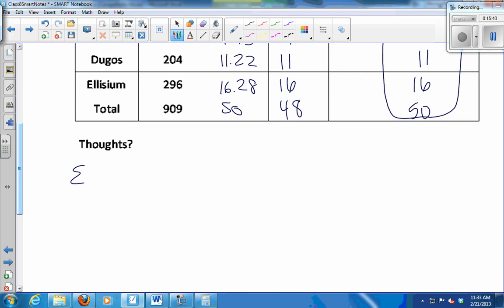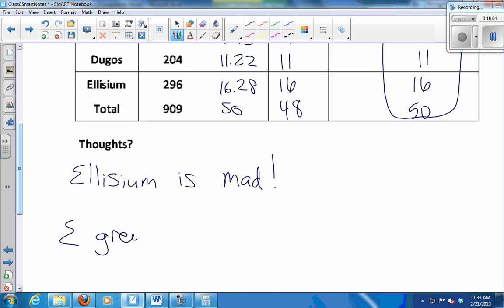Okay. So Elysium is really mad, right? Because there's a planet in there that had no change and gained a seat. Elysium grew and lost a seat. Elysium grew but lost a seat.